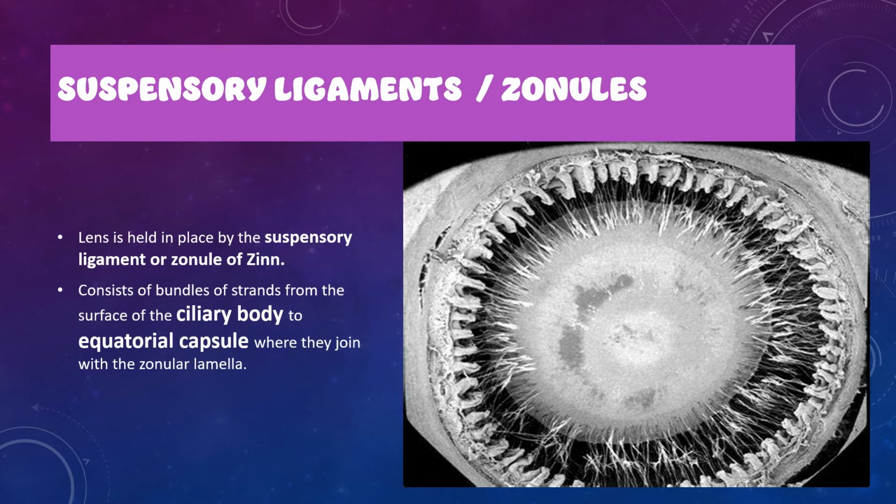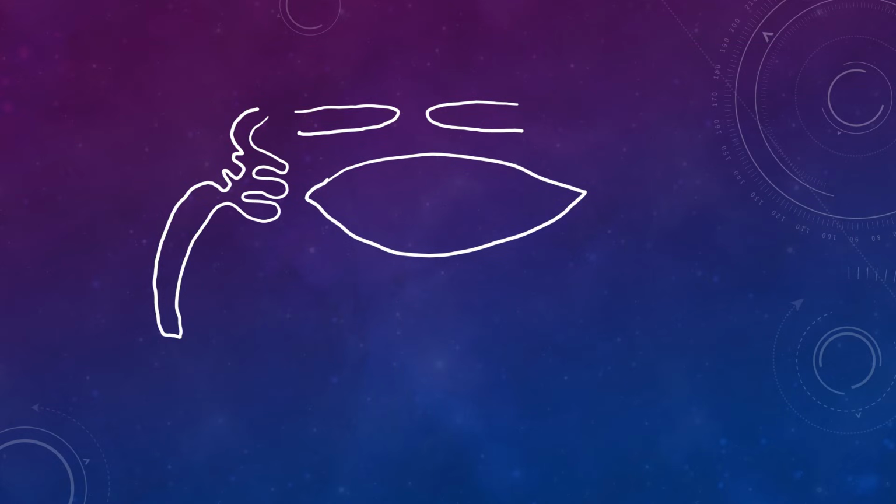So the lens is connected to the ciliary body via these strands, which join together and form lamellae, and these strands are called the zonules, or the zonular lamellae. So what did I tell you?